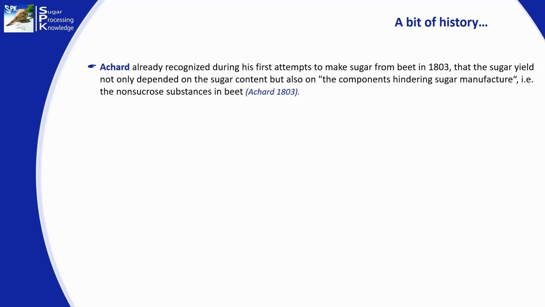The sugar beet technological quality and its impact on sugar beet processing was already a matter of concern for several sugar technologists since the birth of this discipline. Thus Achard already recognized during his first attempts to make sugar from beet in 1803 that the sugar yield not only depended on the sugar content but also on the components hindering sugar manufacture, i.e. the non-sucrose substances in beet.